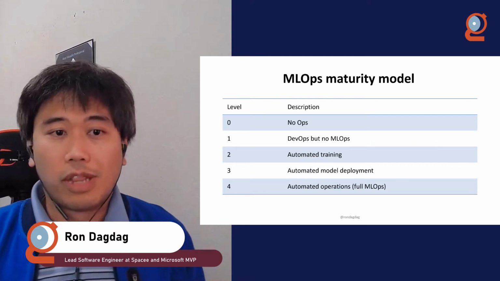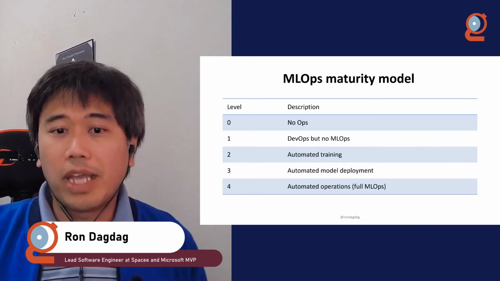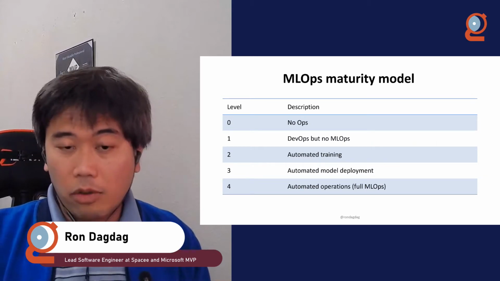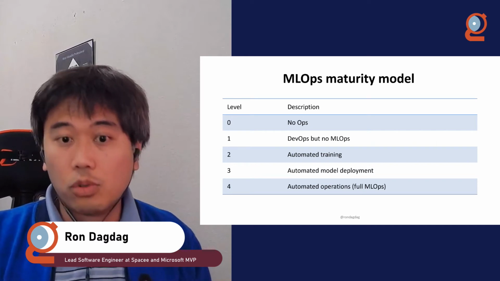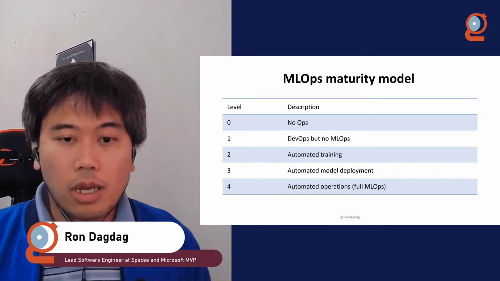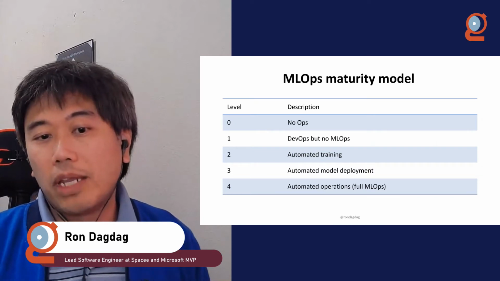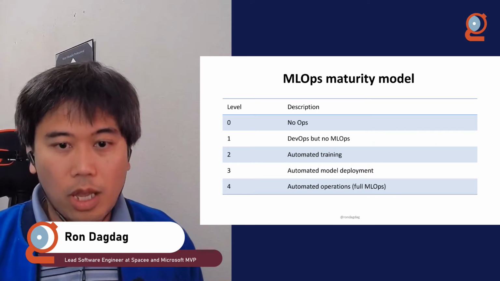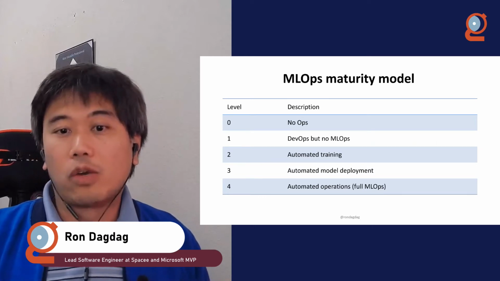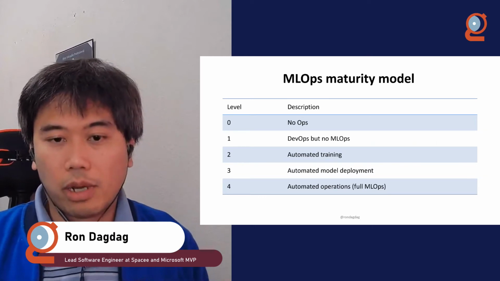And then, of course, level 3 would be something like automated model deployment, where now you have a new model, and you have a way to tell which devices it would get deployed to. And then you have these automated operations, which is a full MLOps with monitoring and identifying which model works great or not.